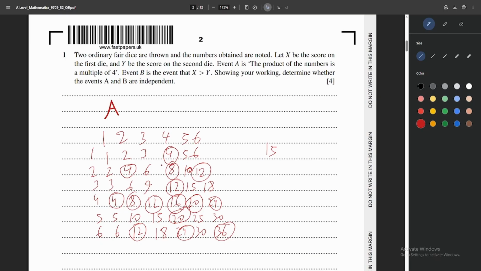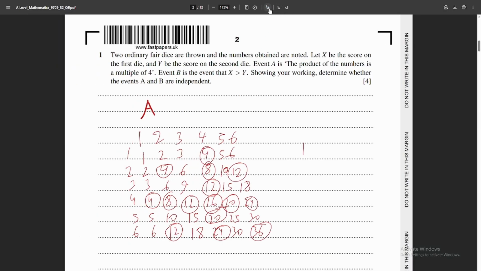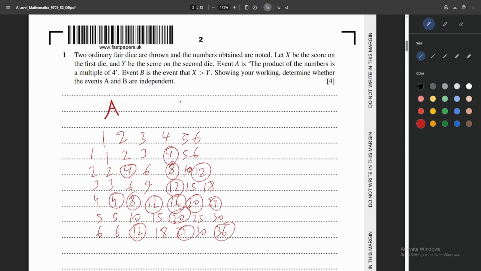Now let's think of the second event. Event B is that x is greater than y. So let's make a table for that too. This is event A, 15 out of 36. And event B, x is greater than y. So 1 2 3 4 5 6, 1 2 3 4 5 6. Again the same thing, but let this be x and this one be y.